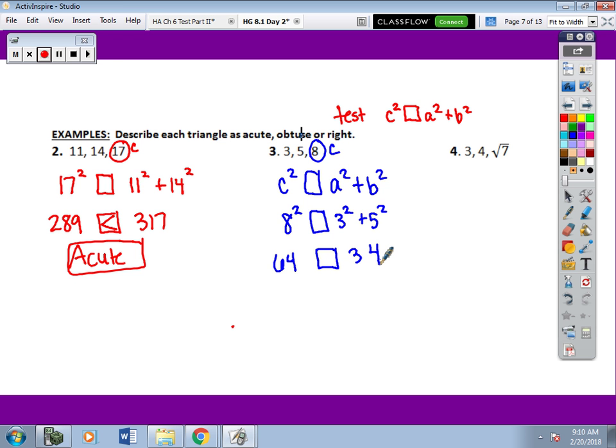We get 64 compared with 34, which 64 is greater than. So this would be an obtuse triangle. In some of the cases, if you notice it's a triple, you can just go ahead and say it's a right triangle without doing any work, because we know that the triples would always prove that it's a right triangle.